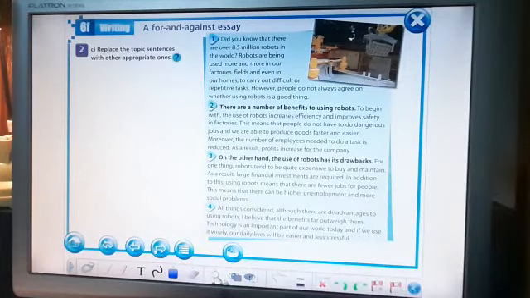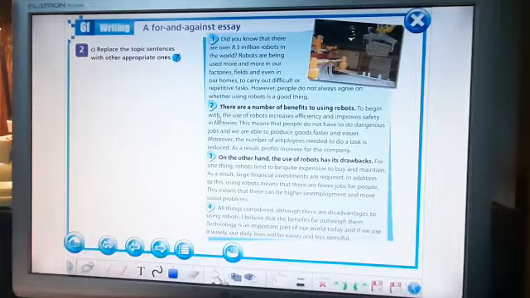Okay, we proceed with 2C: replace the topic sentences with other appropriate ones. So the topic sentences, as we have said every time in an essay or in any piece of writing, are found in the main body. So the main paragraphs in an essay. So these two are the main paragraphs in this main body of a for and against essay. So, "There are a number of benefits to using robots," and, "On the other hand, the use of robots has its drawbacks." So can you think of any other appropriate ones?